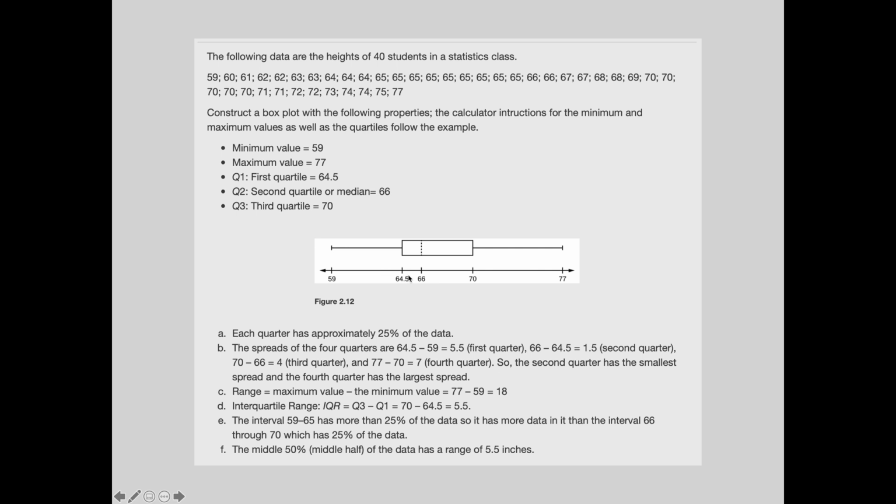And last, part F, the middle 50%, the middle half of the data has a range of 5.5 inches. In other words, that's what the interquartile range studies, the middle half of the data, not the end halves or the end quarters, but the middle half. And that's third quartile, first quartile, right in there, okay? And that range is 5.5. It's 70 minus 64.5.